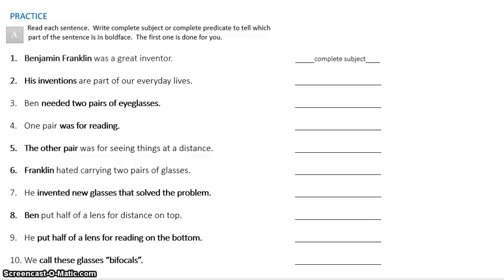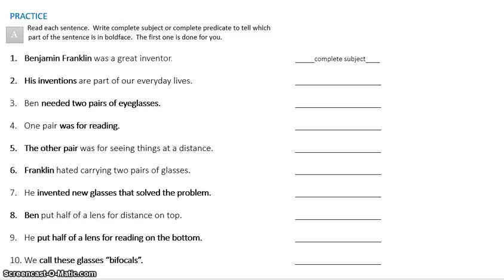So what I want you to do right now is look at sentence number 1, which has been done for you. It says, read each sentence, write complete subject or complete predicate to tell which part of the sentence is in boldface. Boldface just means dark print. The first one is done for you. It says, "Benjamin Franklin was a great inventor." Benjamin Franklin is in dark print, so that is what they want you to identify.